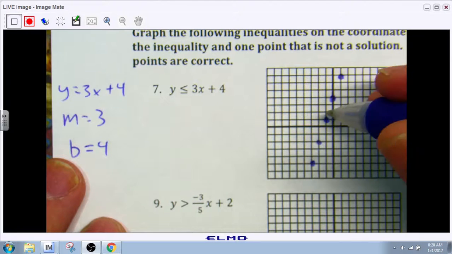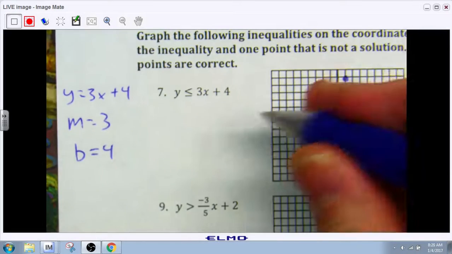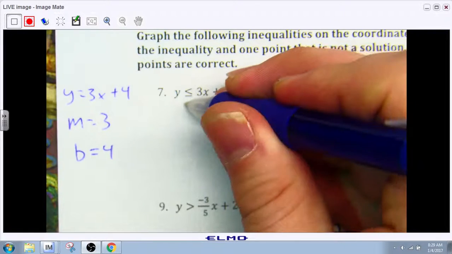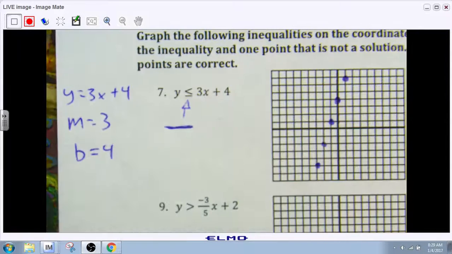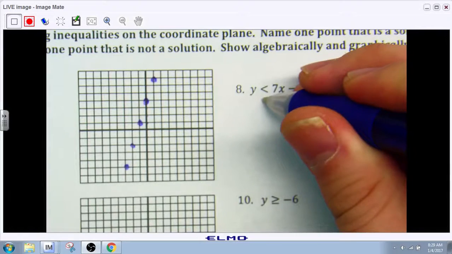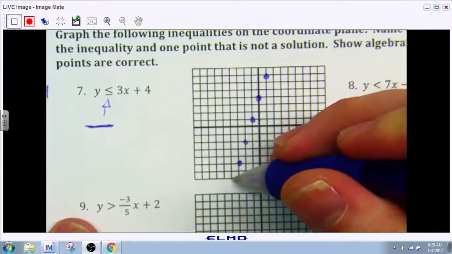Like that, okay? And now here's the tricky part. When I'm looking at my inequality sign, I have to determine what type of line I'm making. If it's or equal to, it's going to be a solid line. However, if it's like number 8 here, and it doesn't have the or equal to, it's going to be a dashed line. So when I look at this, I know it's going to be a solid line.